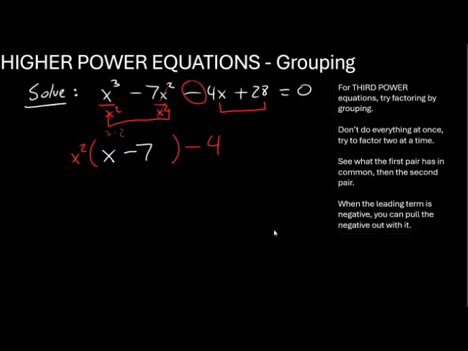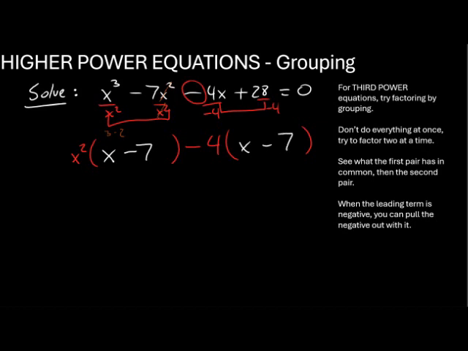This is going to be something you can do anytime that you have a leading term that is negative. Therefore, we will divide both negative 4x and 28 by negative 4. We'll write that negative 4 on the outside of the parentheses. Now negative 4x over negative 4 will cancel out and give us x. And then 28 divided by negative 4 will give us negative 7.